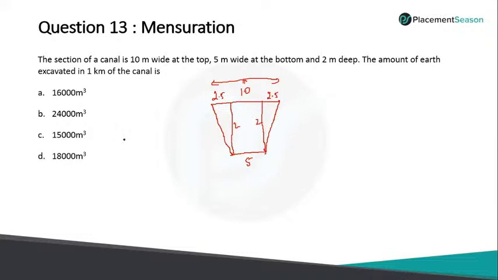Very simple. So area of rectangle is nothing but L into B. So what is your length? Sorry, the length is 5 and breadth is 2. So 5 into 2. So it should be 10 meter square. So this should be your area of rectangle. And we'll find the area of the two other triangles.